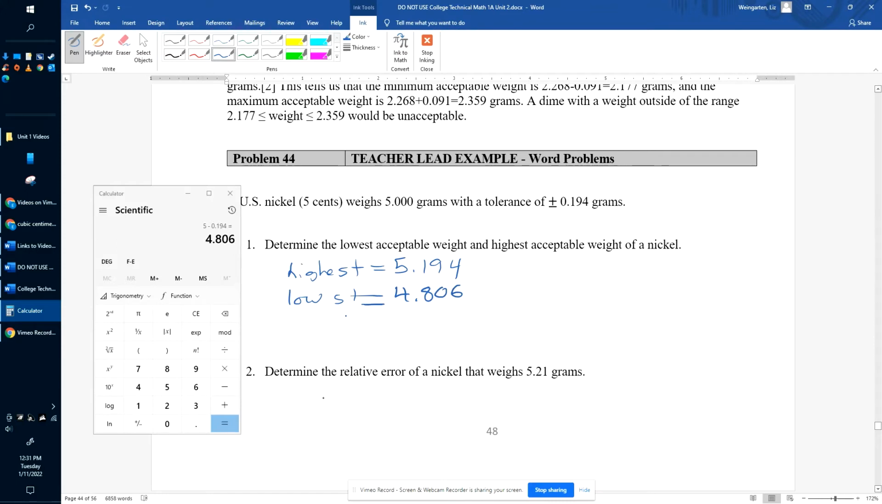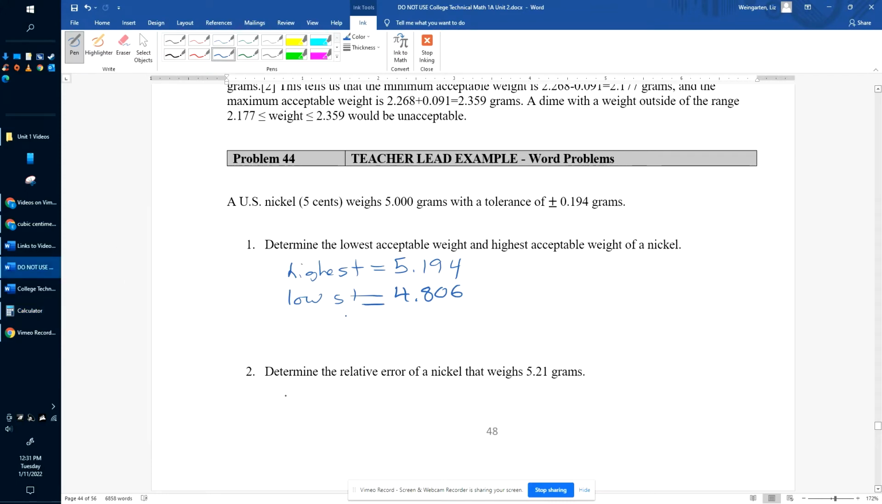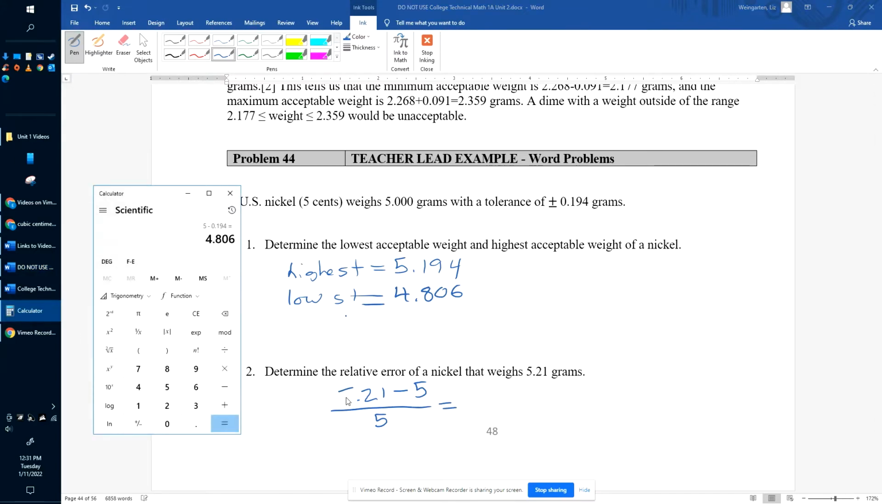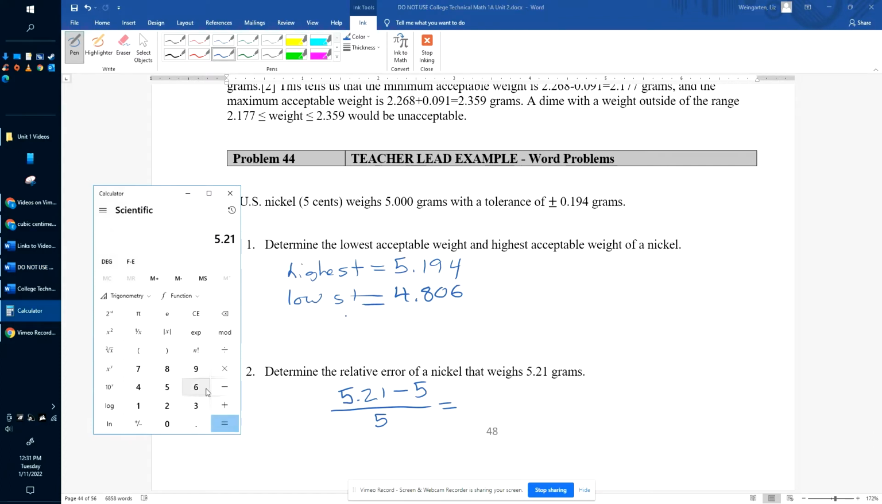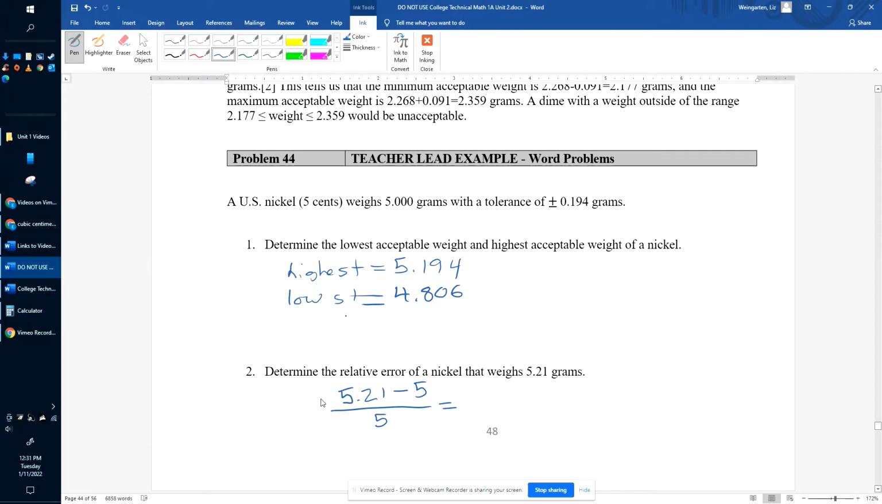Determine the relative error for a nickel that weighs 5.21 grams. So it's supposed to weigh 5, but it currently weighs 5.21. Minus what it should be, divided by what it should be. It weighs more than it should, so we should get a positive number. Remember to multiply by 100. 4.2%. It's 4.2% larger than it should be.